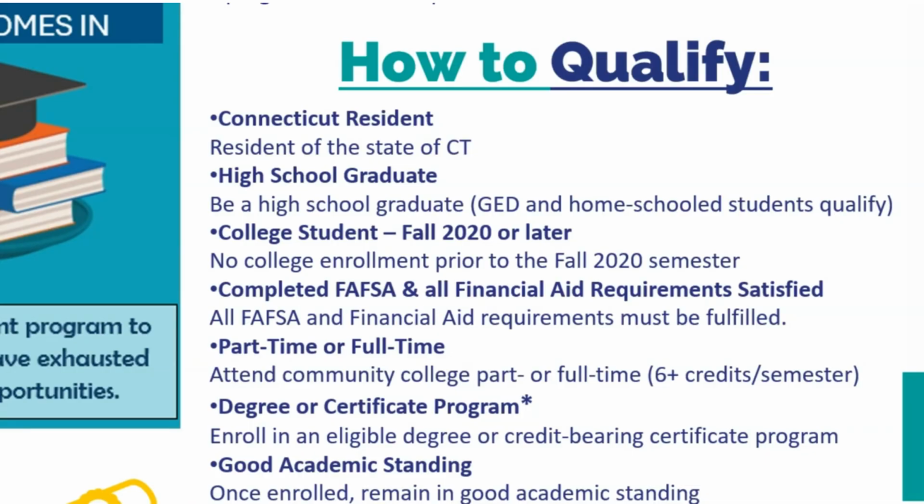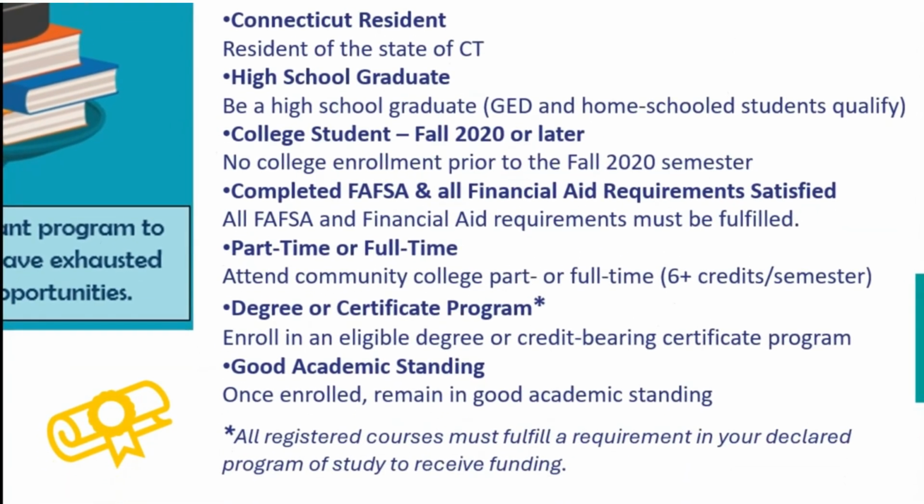You'll either have to be a part-time or full-time student. So that means attending community college part-time at 6 credits or more. Degree or certificate program: you must enroll in an eligible degree or credit-bearing certificate program in order to be eligible. You have to be in good academic standing. Once you're enrolled, remain in good academic standing. All registered courses must fulfill a requirement in your declared program of study to receive funding.